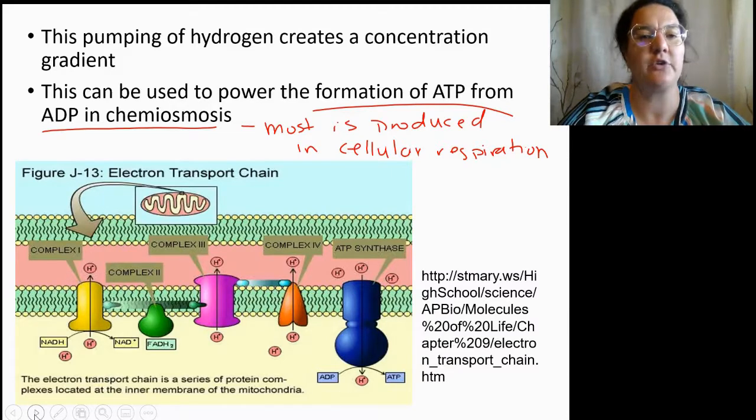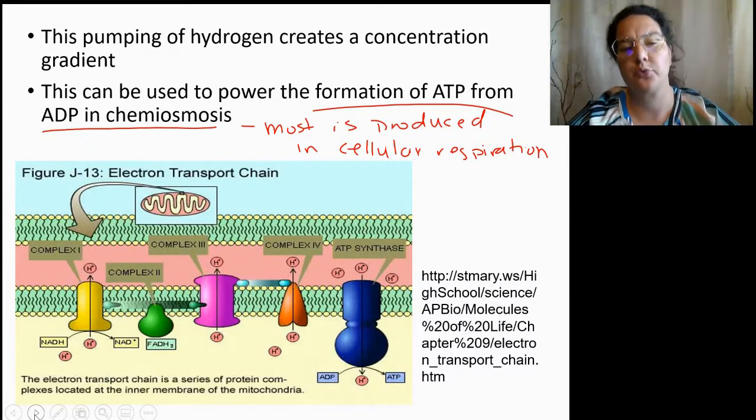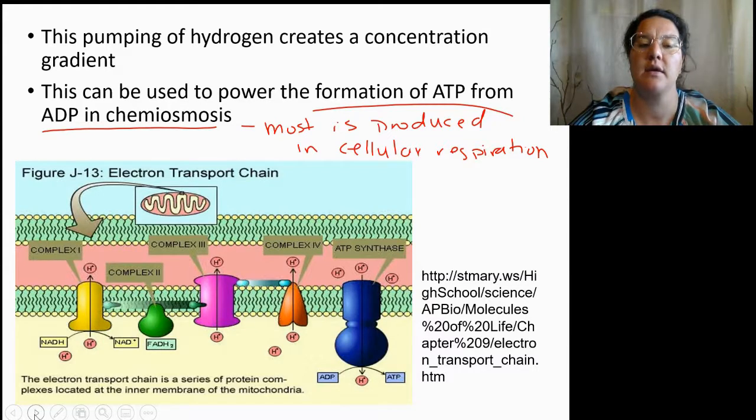That pumping of hydrogen creates a concentration gradient where we have lots of hydrogen outside that is then going to go back down through the ATP synthase channels and produce ATP from adenosine diphosphate, or ADP, in chemiosmosis. And this works the same way that it does in photosynthesis. As hydrogen goes through the ATP synthase channel, ATP is formed. And this is where most of the ATP is formed in cellular respiration.